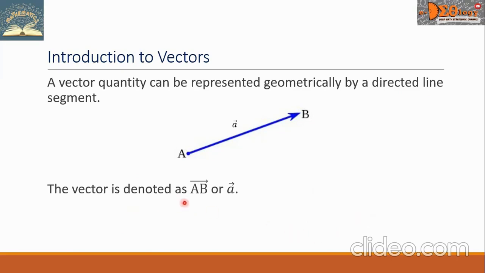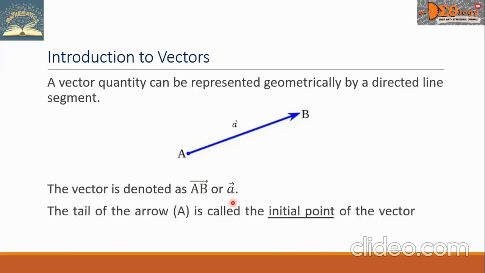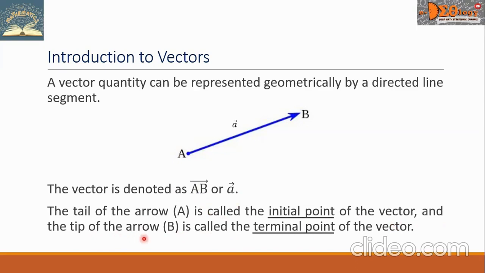The vector here is denoted as vector AB. We put the capital A and capital B together with an arrow on top, or vector small a. We have a lowercase letter here with an arrow on top. The tail of the arrow, that is the capital A, is called the initial point of the vector. And the tip of the arrow, that is the capital B, is called the terminal point of the vector.